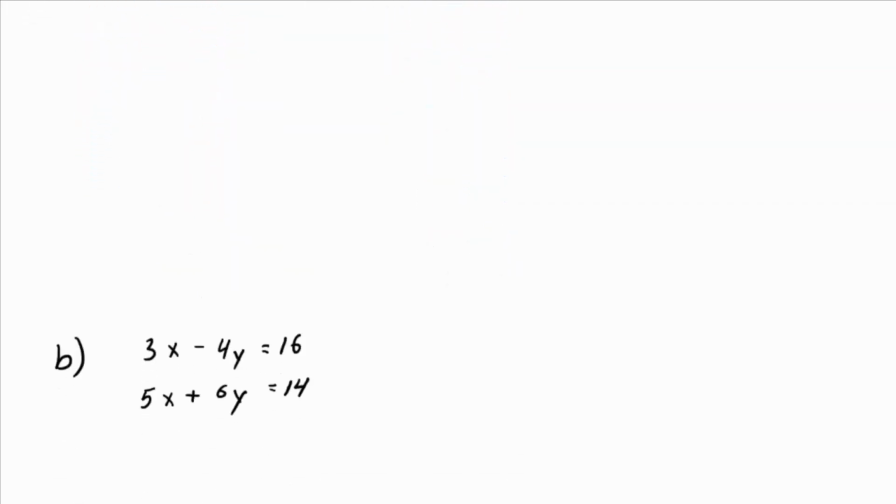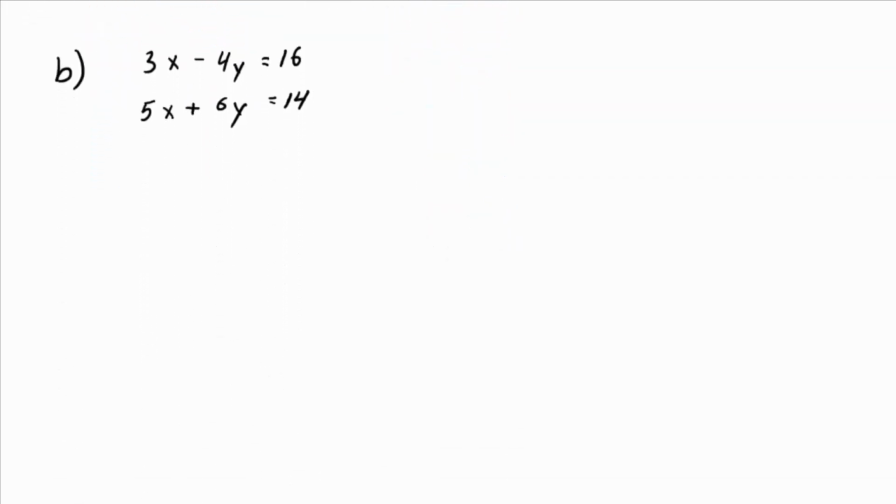Okay. So is elimination always that easy? No, in your dreams, right? It's not always that easy. So in the next example, same directions, elimination method. We have a system of 2 equations, 2 unknowns. 3x minus 4y equals 16, and 5x plus 6y equals 14.